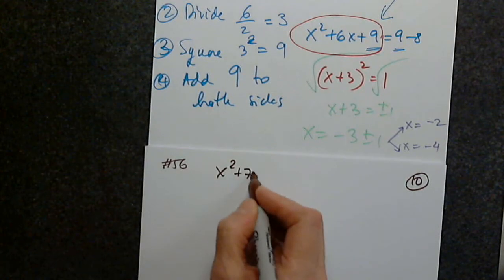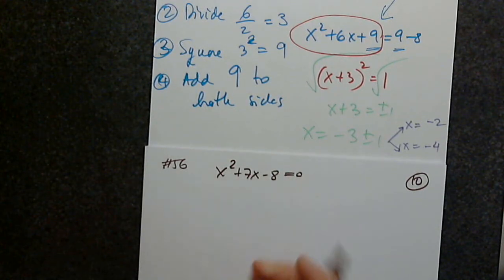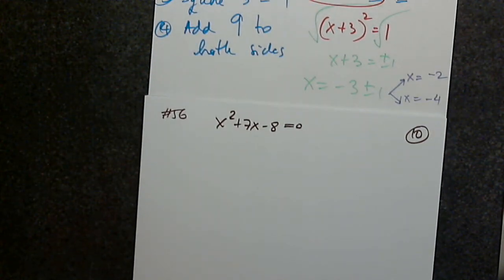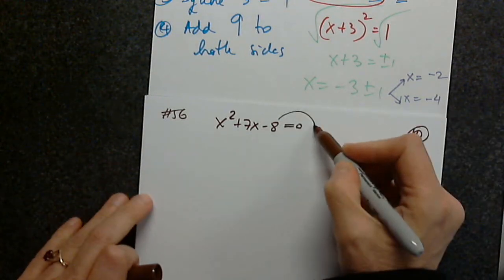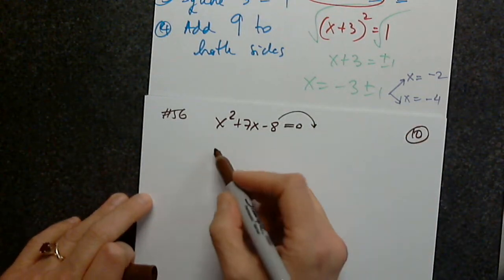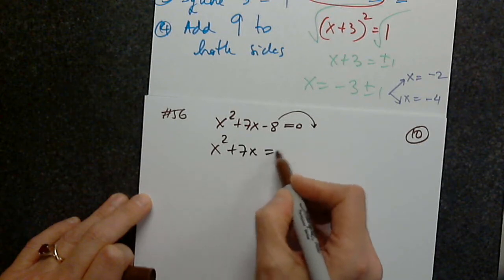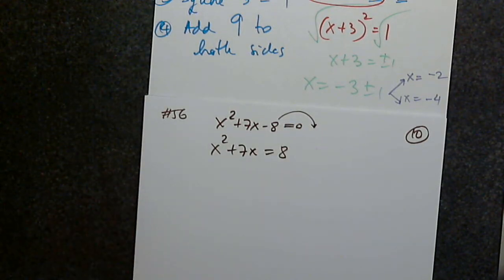Okay, 56. X squared plus 7x minus 8 equals 0. We're asked to use completing the square. You can, from the very beginning, if you want to, move the free term to the other side. If you think that it's in the way, do it from the very beginning. I like to do it in 2 steps, but I think it's better if we do that first.